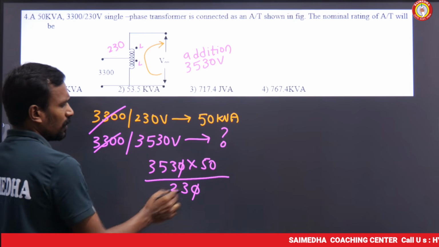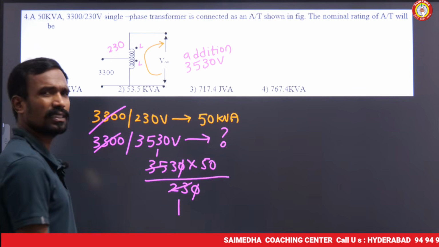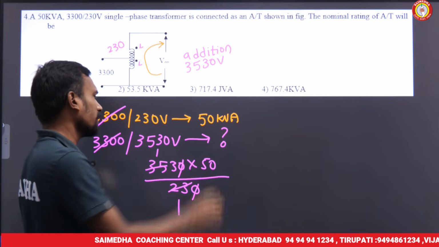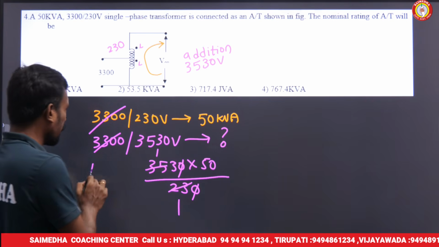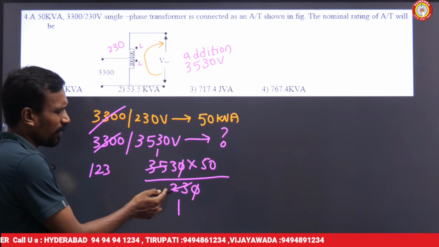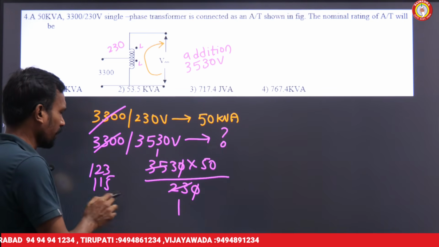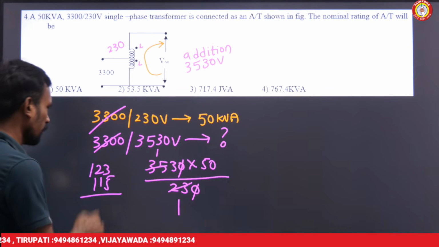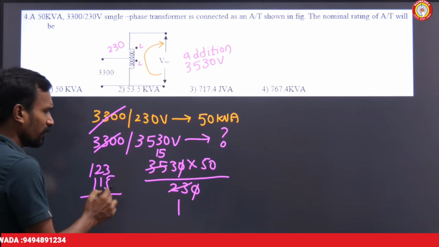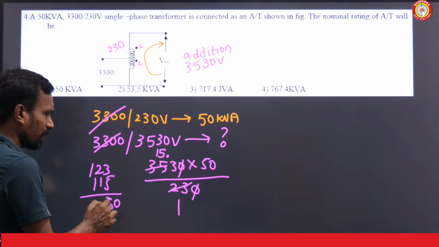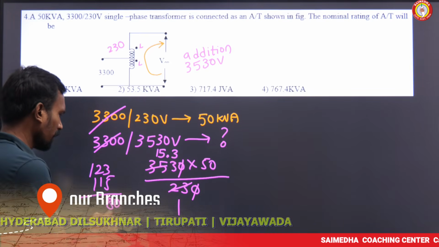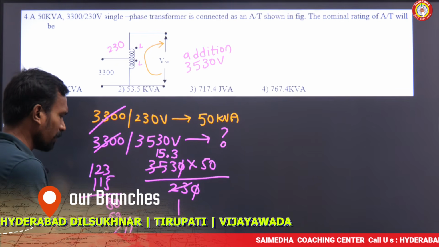The zeros cancel. 23 ones are 23, 23 ones are 23. So 12 is there, 123. 123 means 5, 115. 6 won't go, so 8 will be there. 0.80 will come. So around 3 times, 3 times is nothing but 69. Nothing but 11 will be there.